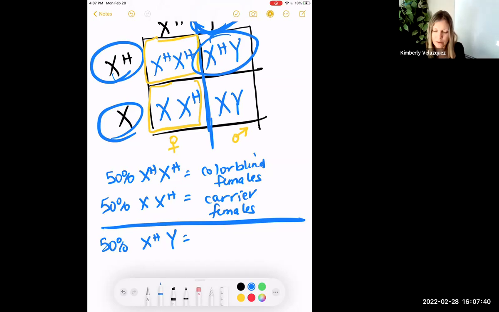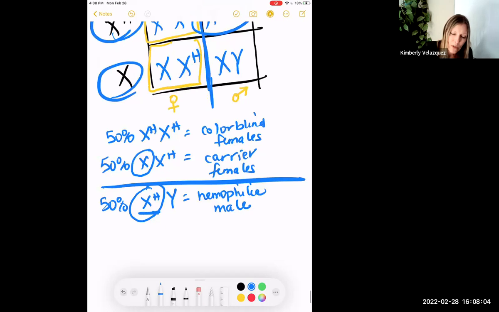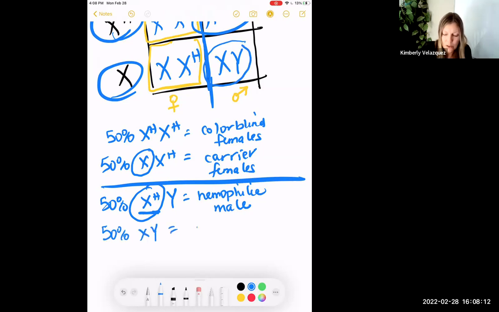Remember, there are no carrier males. There is no other X to balance this. So here, these females, this is a normal X. She can make enough normal protein that she doesn't have hemophilia. But this male, he's got one bad X. He doesn't have another X to counter that. So this is a hemophilia male. And then guess what? Even though mom was a carrier and dad had hemophilia, 50% of the male offspring are going to be normal, no hemophilia gene. So that is only with X-linked inheritance.